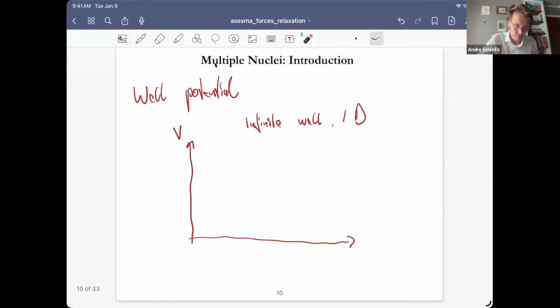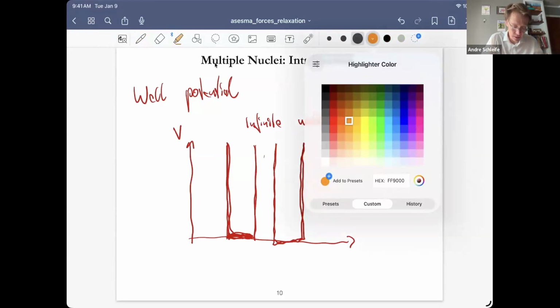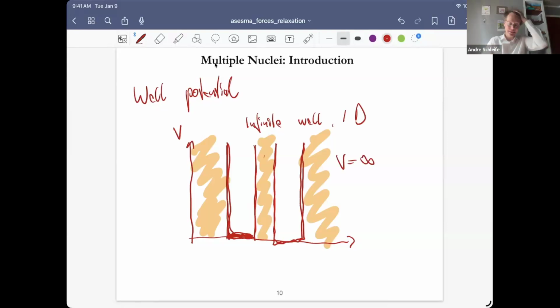All right, so let's go here. I'm going to make the potential. This is the potential. And now we have another well like this. Okay, that's exactly what I'd like to solve. So let me maybe color this. Everything I'm coloring here, this and this, is where the potential is infinity. And inside here, we say its potential is 0. Okay, that's the problem that we want to solve.